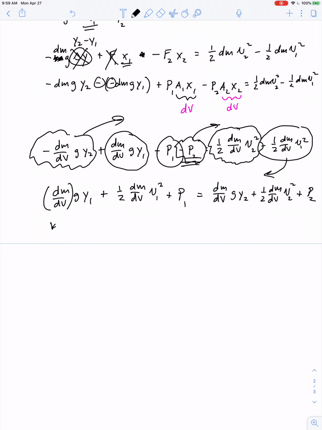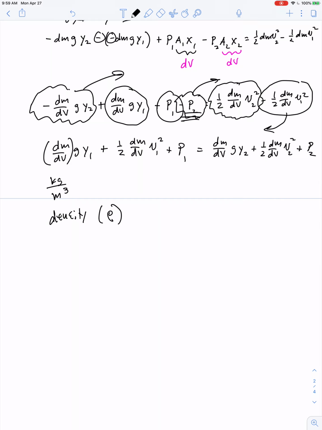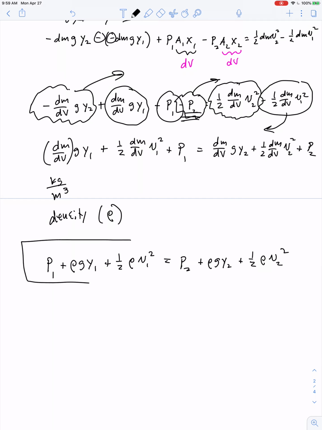But of course, what is dm/dV? What units do we have when we express kilograms per cubic meter? Well, that's just density. And density is the symbol rho. So we could say that this expression is P1 plus rho g y1 plus 1/2 rho v1 squared equals P2 plus rho g y2 plus 1/2 rho v2 squared. And that is Bernoulli's equation.